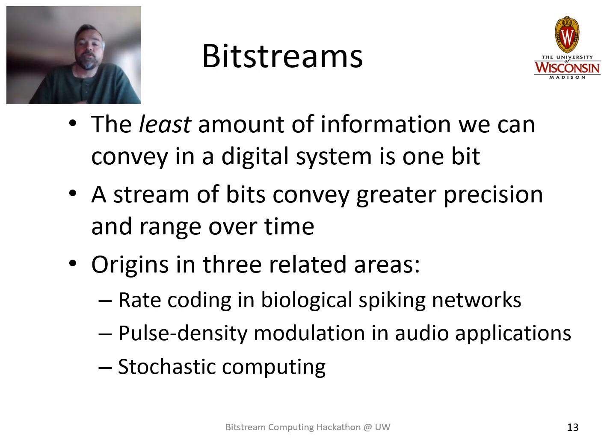But it turns out that you can stream a bunch of bits through and convey much greater precision over time. So you can flexibly stream a longer stream of bits to get more precision, or stream a short stream of bits if you don't need much precision, depending on your application context and how much error you're willing to tolerate. This approach to building computational data path hardware has its origins in 3 related areas: rate coding in biological spiking networks, pulse density modulation in audio applications, which is a way of representing the sound signal digitally, and then stochastic computing. So we'll touch on each of these briefly.